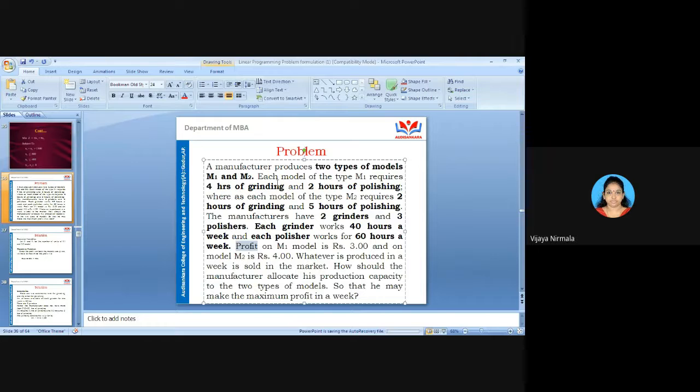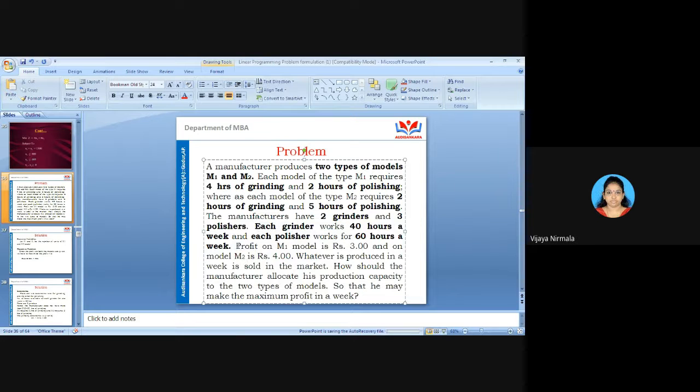Whatever the point, if the problem is given related to profits, it is a maximization problem. If cost is given, it is a minimization problem. Remember that somehow, you have to remember that.